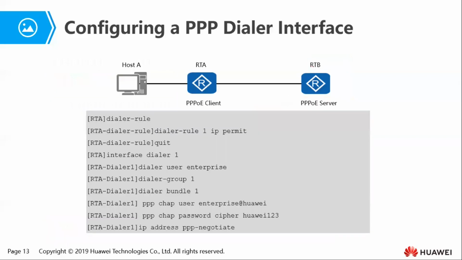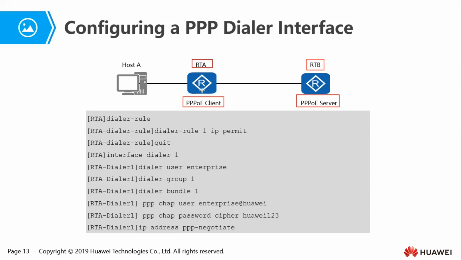So that is the terminate. Now let's see how we configure PPPoE. You're going to do this in the lab, but I need to explain some of the commands at this point. So you have RTA, you have RTB. Huawei routers can act as a PPPoE client or a PPPoE server. Let's begin with configuring the client.